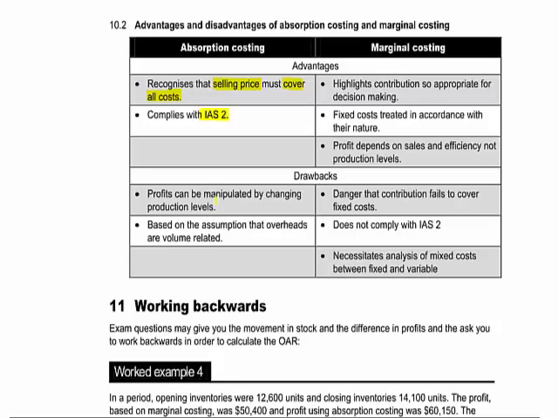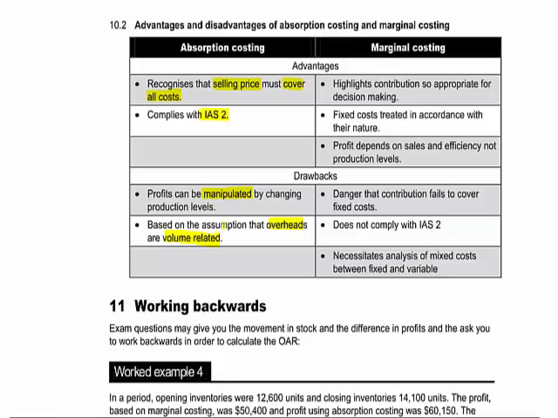The problems with absorption costing are that potentially profits could be manipulated by changing production levels. So you could increase your profits in a period by increasing your closing inventory, because then you would carry forward more fixed overheads. It also assumes that overheads are volume related, and in reality, although they might be in some way volume related, if production wasn't very high you would need a very big factory. In reality, they're not directly related.